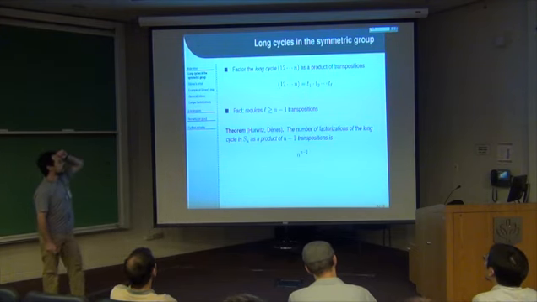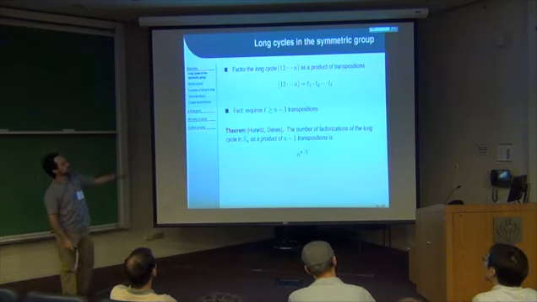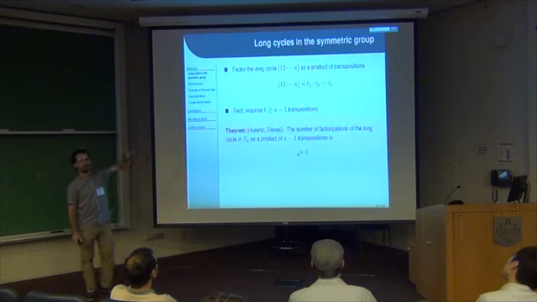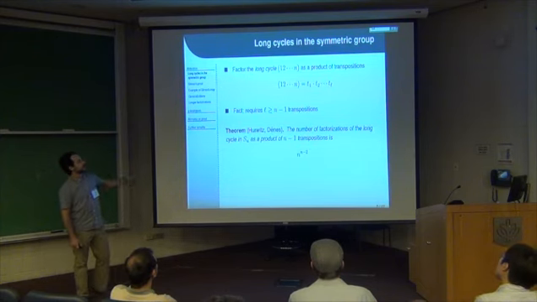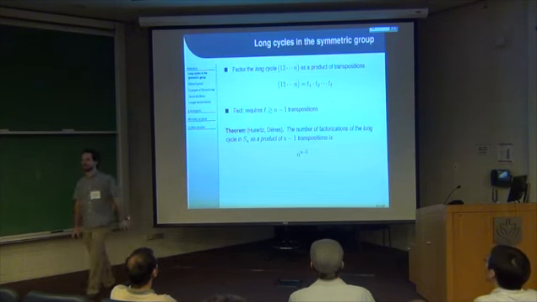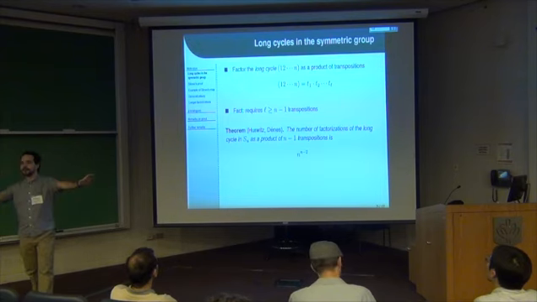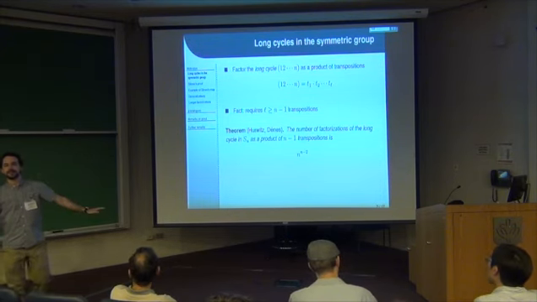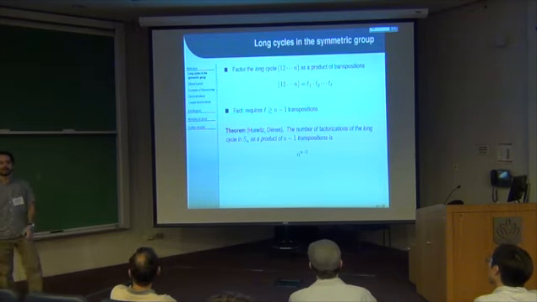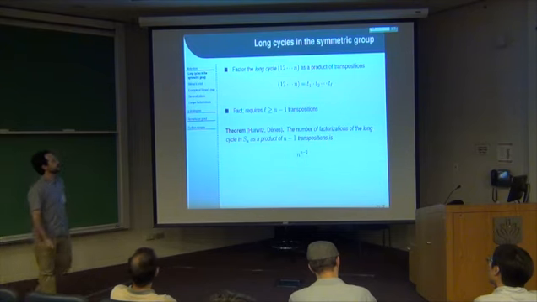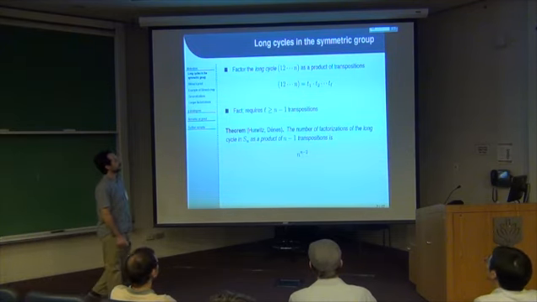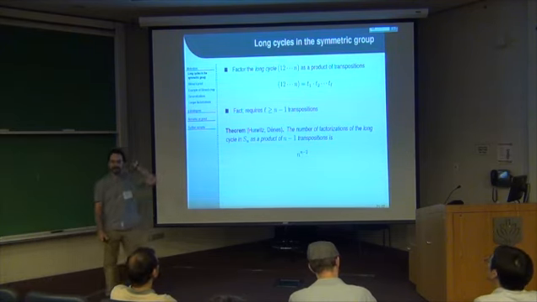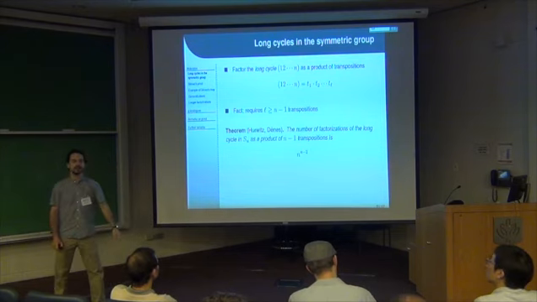So take the long cycle. The cycle that sends 1 to 2 and 2 to 3, and so on, and then sends n back to 1. And I want to think about writing it as a product of transpositions. So first thing I want to emphasize, not simple transpositions. I'm not talking about reduced words. I'm talking about any transpositions. And so if you want to write the long cycle as a product of transpositions, you need at least n minus 1 of them, or you can't do this.